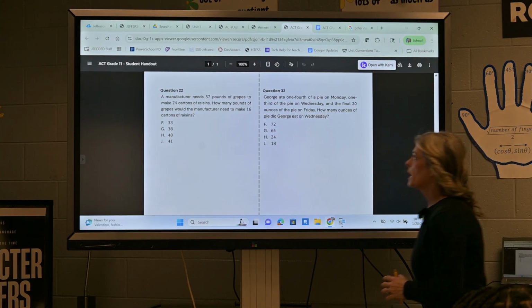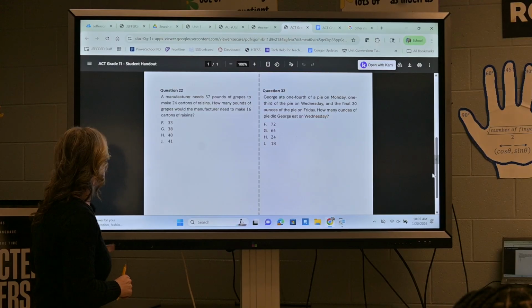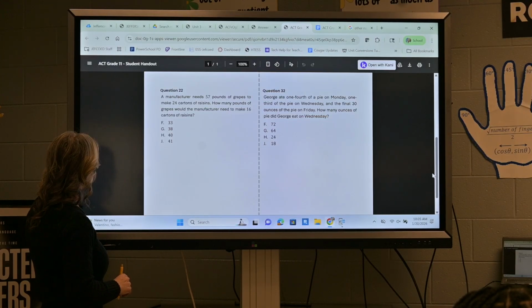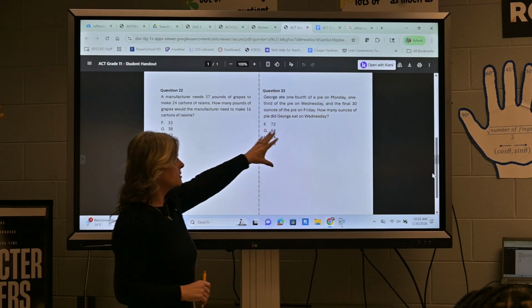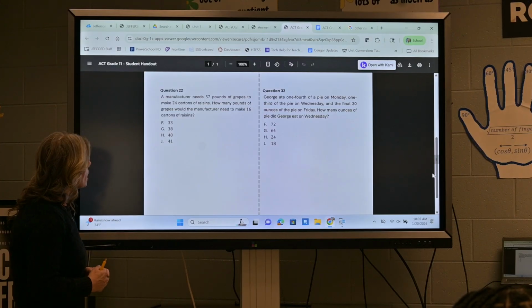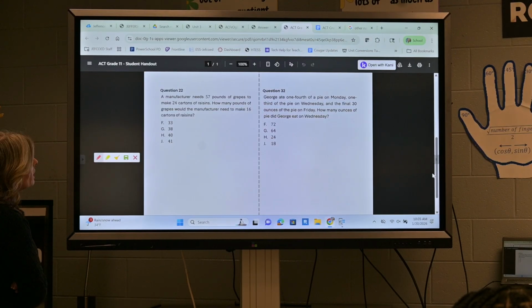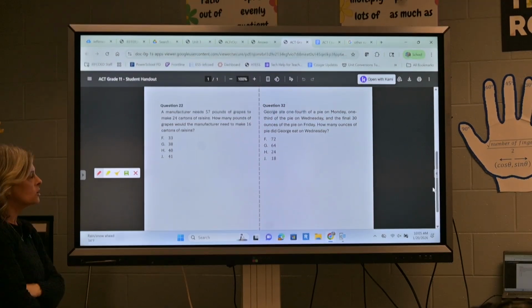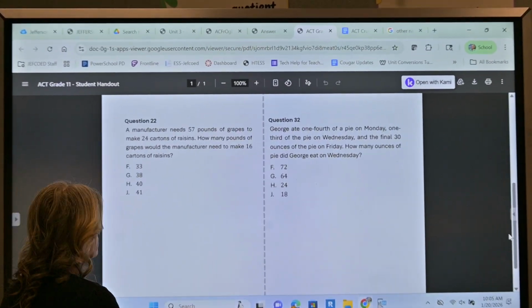All right, so now we have questions 22 and 32. So again, later in the test, this is about midway. This is getting towards the end, right? Okay, so question 22 says a manufacturer needs 57 pounds of grapes to make 24 cartons of raisins.